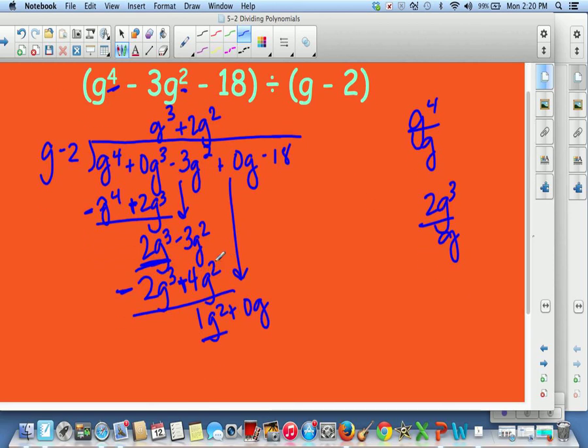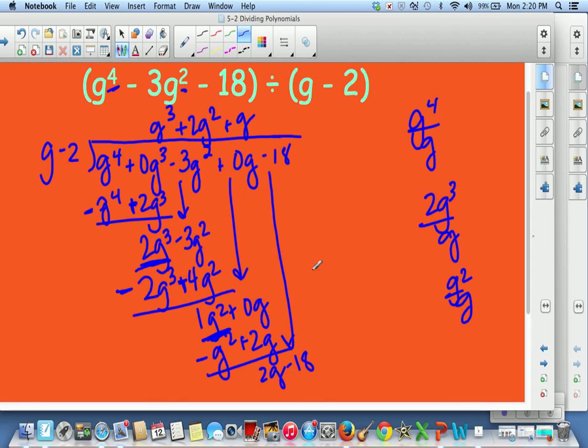So now I'm looking at this term here, g squared. g squared divided by g will give me g. g times g is g squared. g times negative 2 is a negative 2g. Again, we're subtracting, so that means changing the signs. Drop down my negative 18. And again, we're just dropping down one term at a time.